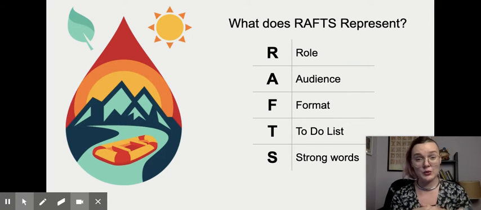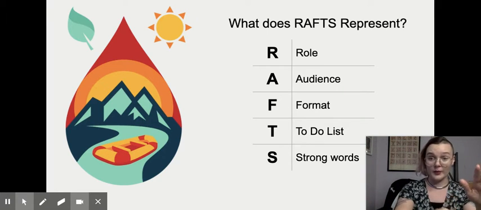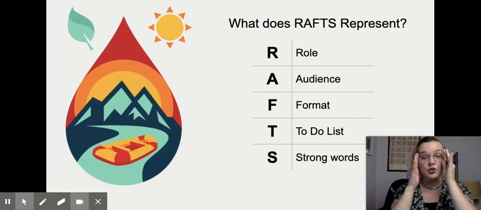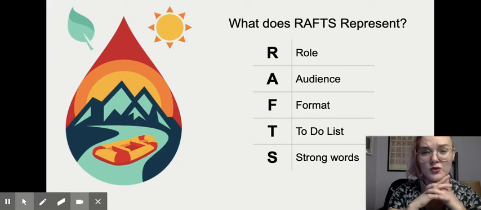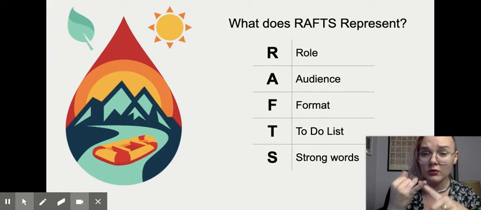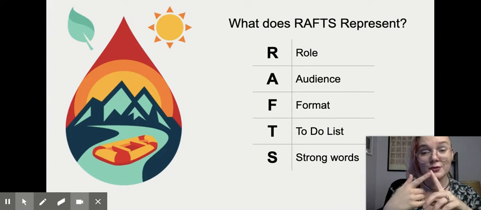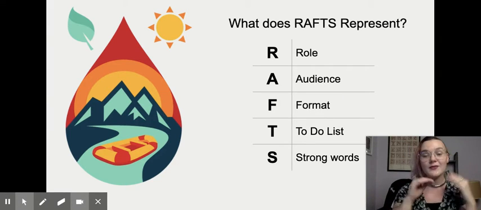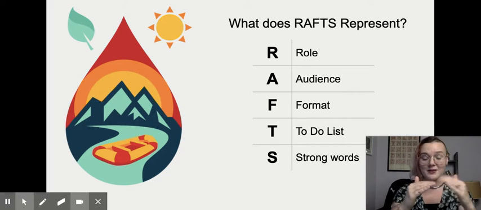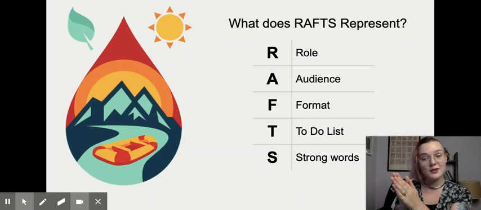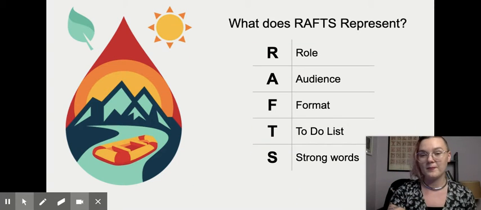By the way, if you're not taking notes, pause, rewind a little bit, start taking notes. You should be using Cornell style notes with either mind mapping or outline style notes in the notes space of your notebook. So RAFTS represents role, audience, format, your to-do list, and strong words. I have a slide for each of those. So these are going to be your subtopics divided into further information about the subtopic with examples.